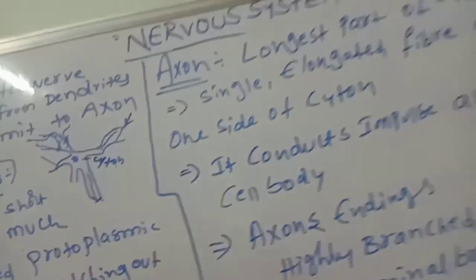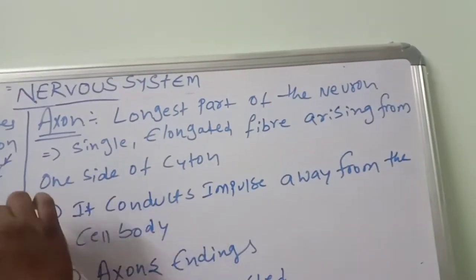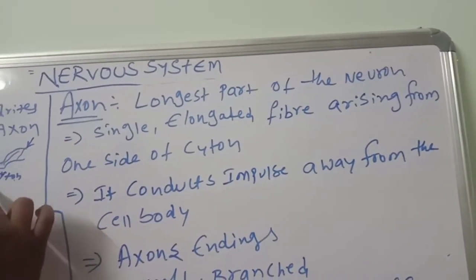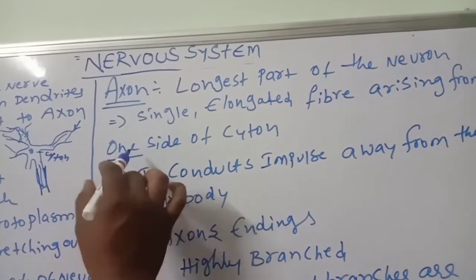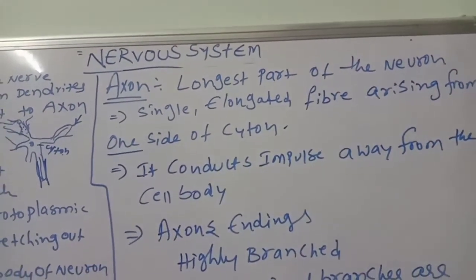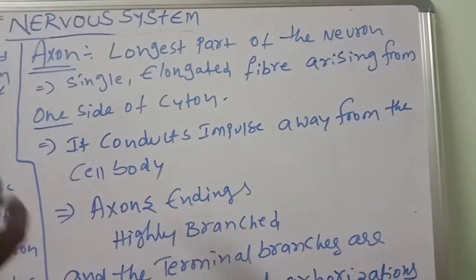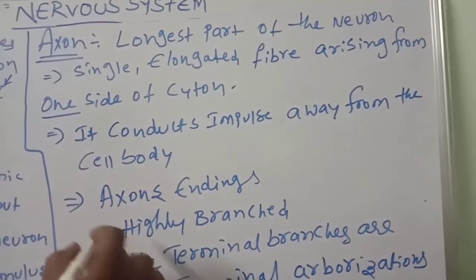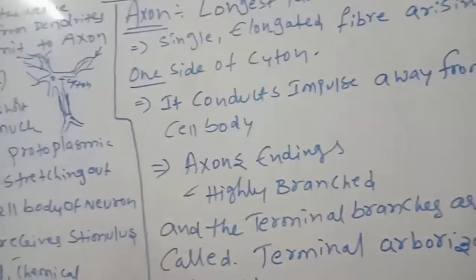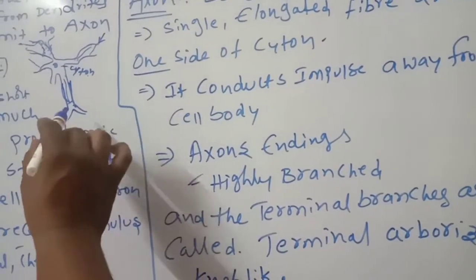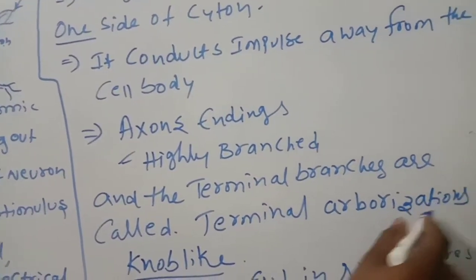The next part is the axon. The axon is the longest part of the neuron and it is single, not like dendrites. It is a single elongated fiber arising from one side only of the cyton. It conducts impulses away from the cell body. The axon endings are highly branched, and the terminal branches are called terminal arborizations.